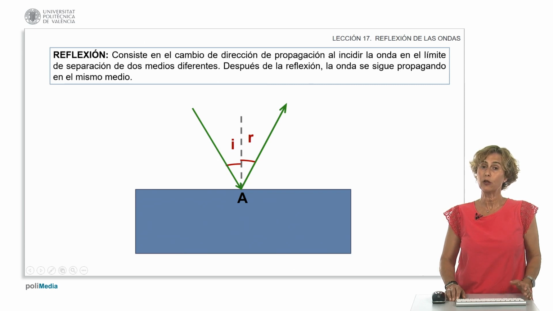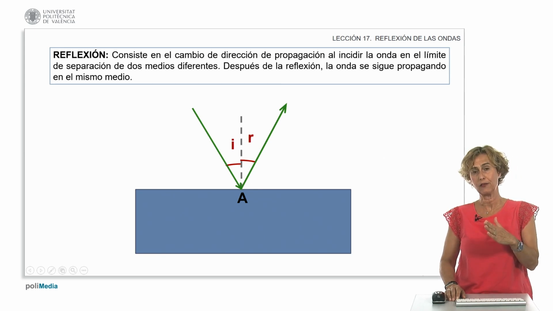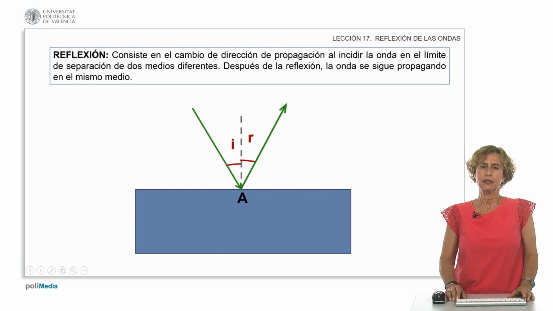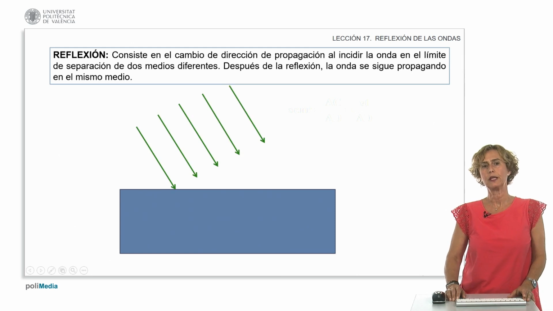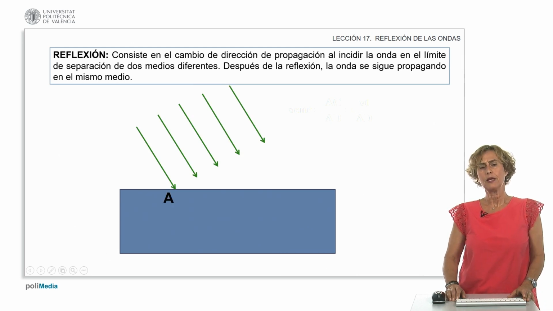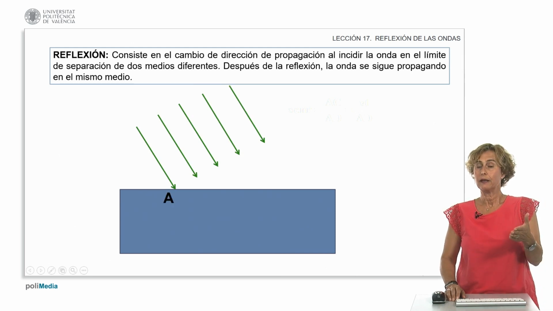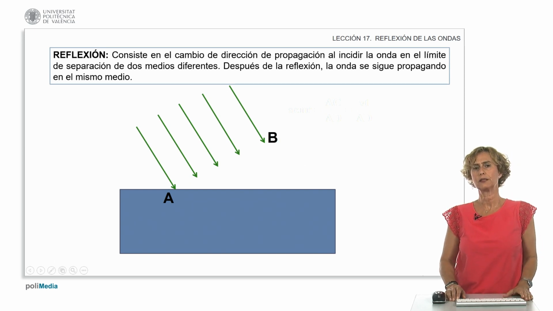Once it is incident, reflection occurs and the ray propagates again through the same medium. The angle formed by the perpendicular to the surface at the point of incidence with the reflected ray is the angle of reflection. Well, let us suppose that we have a wave front. And at point A, the first ray of that wave front arrives. At point B, we will have another ray that will be occupying that position.